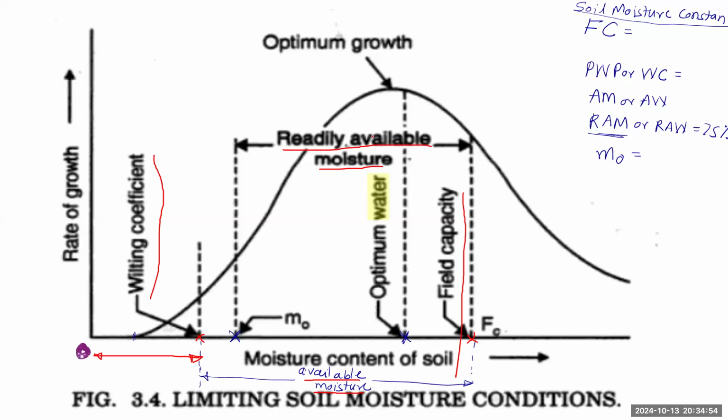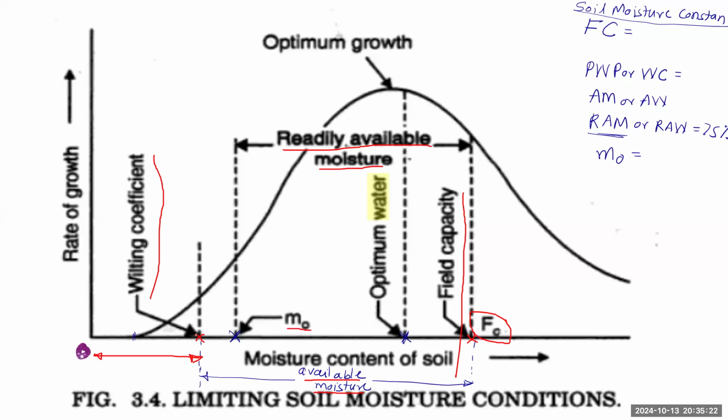So readily available moisture has some lower limit, and that is denoted by M0. M0 is what? It is the lower limit of readily available moisture. And field capacity is the higher limit of readily available moisture. Okay, and available moisture is the moisture content between field capacity and wilting coefficient.